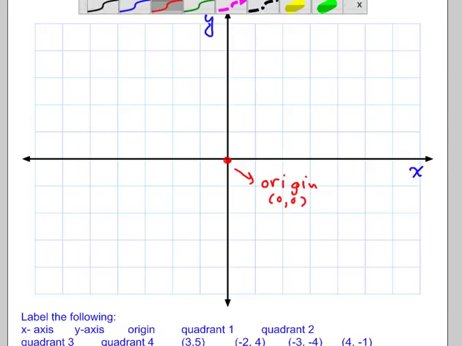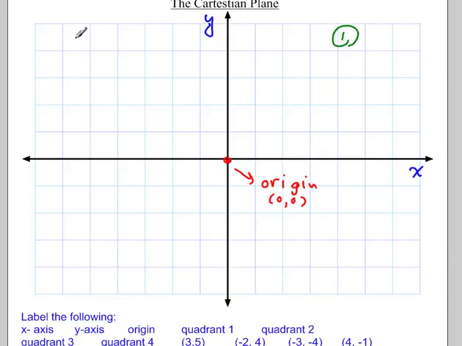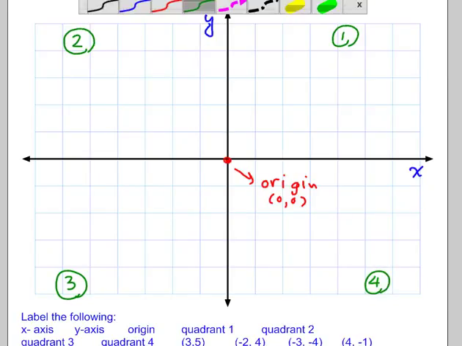Next, we're going to label the four quadrants. Quadrant 1 starts in the upper right-hand corner. There's quadrant 1. Quadrant 2 is the upper left. Quadrant 3, bottom left. And quadrant 4, bottom right. Finally, we're going to plot some of these points.